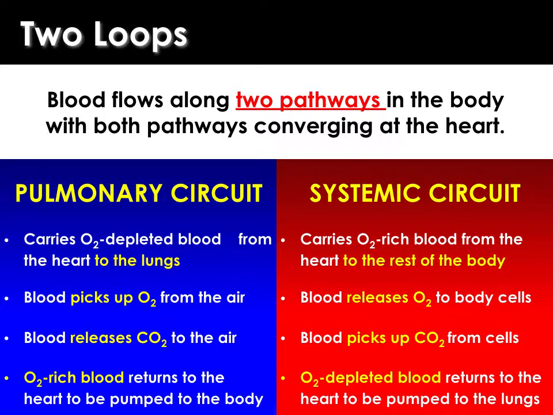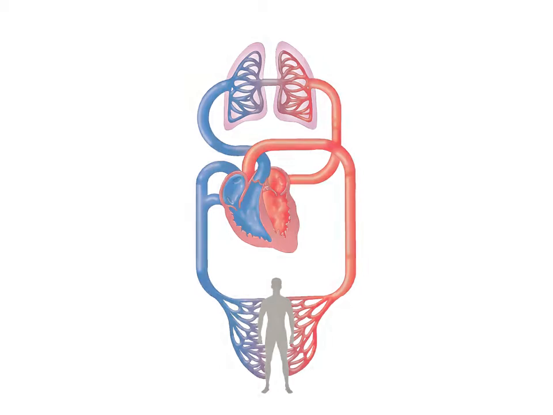The systemic circuit then carries that oxygen-rich blood from the heart to the rest of the body, where the blood will release the oxygen to cells and pick up carbon dioxide from the cells. That oxygen-depleted blood will then return to the heart to be pumped to the lungs.